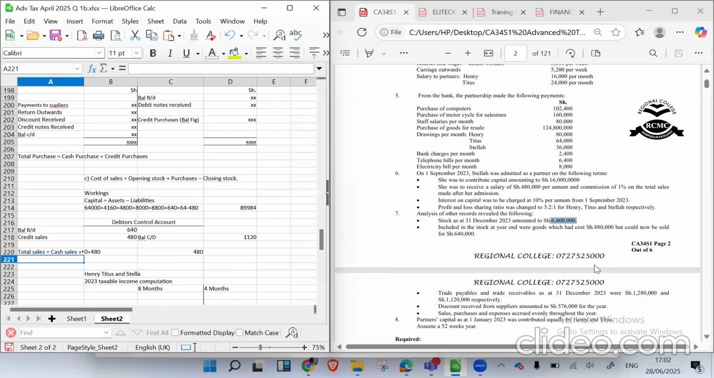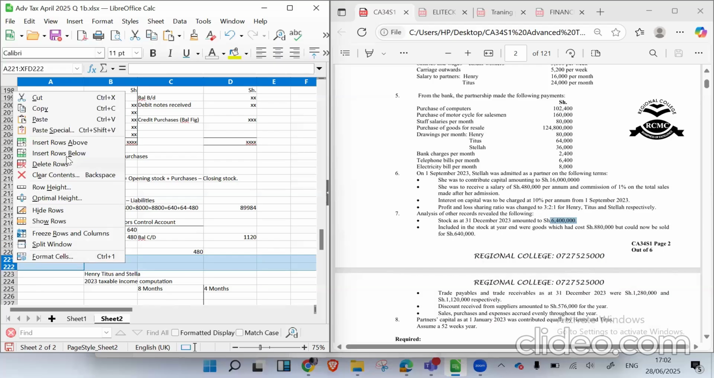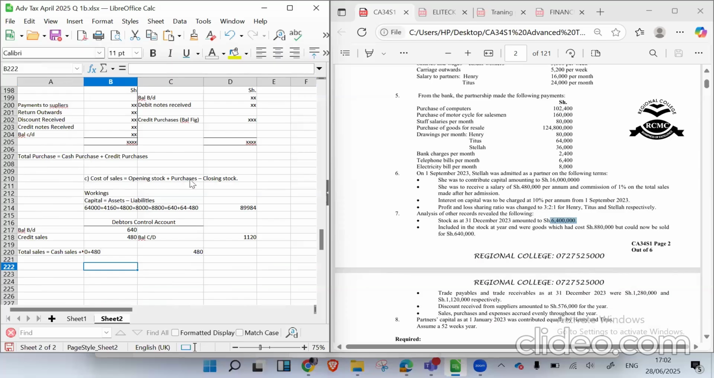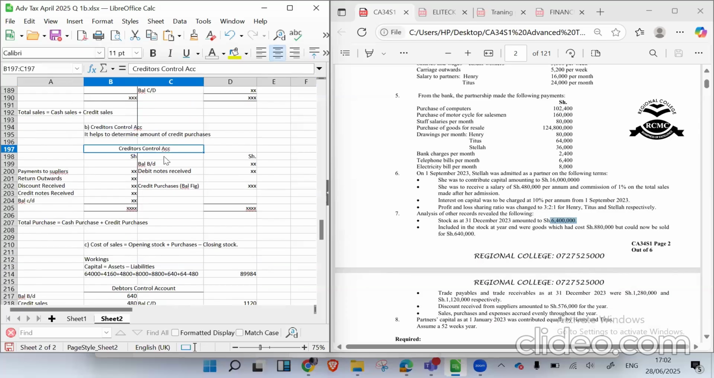Yes. Great. Then we need another working to have any purchases. So creditors control account.